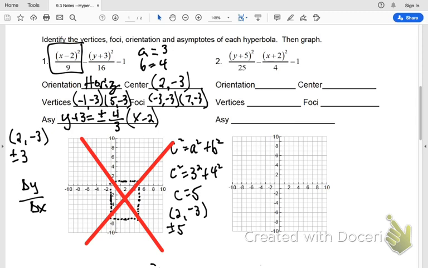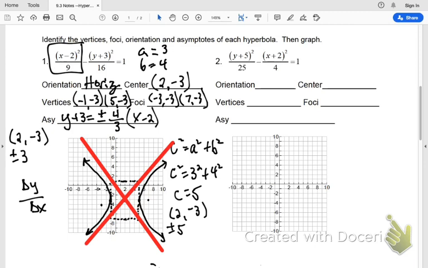So I'm going to go back to my vertices that were right here, and we're going to just draw the hyperbola. The hyperbola just has to approach those two asymptotes. I didn't graph my foci, so let me do that real quick. We have one here at 7, -3, and one over here at -3, -3.